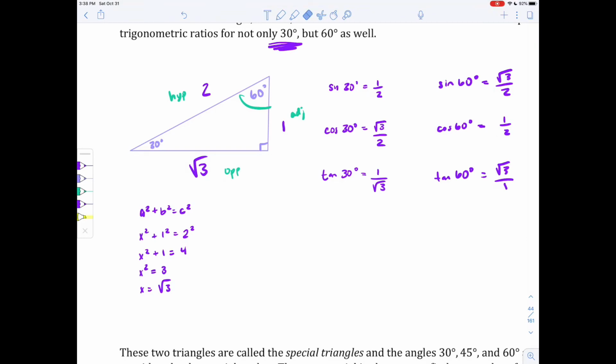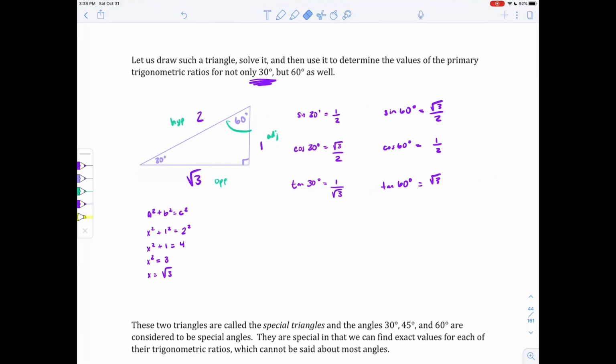Okay? So by knowing these special triangles, we can figure out the exact values for the trigonometric ratios for our 45-degree angle, our 30-degree angle, and our 60-degree angle. And these angles are considered to be special angles. So you should be able to, at any given point, reproduce those triangles to determine the trigonometric ratios for those values.